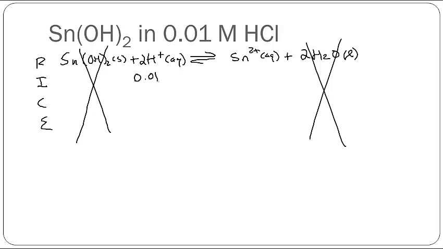The other thing is your initial concentration of H plus is 0.01. I have a strong acid that completely dissociates, so my H plus is 0.01. My Sn2 plus is 0. So I'm going to lose 2x here. I'm going to gain x here. So at equilibrium I have x. Well, my K was 30. So what's the bad news? It's not negligible.